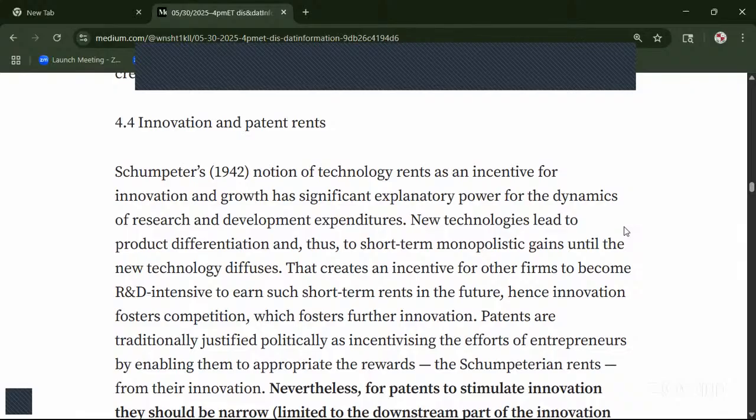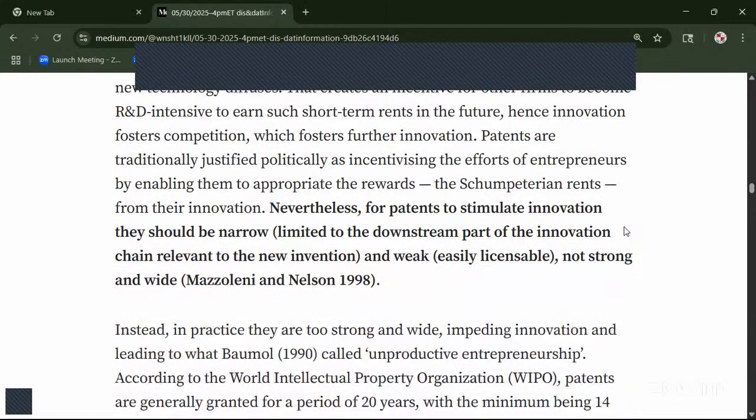Patents are traditionally justified politically as incentivizing the efforts of entrepreneurs by enabling them to appropriate the rewards, those Schumpeterian rents from their innovation.